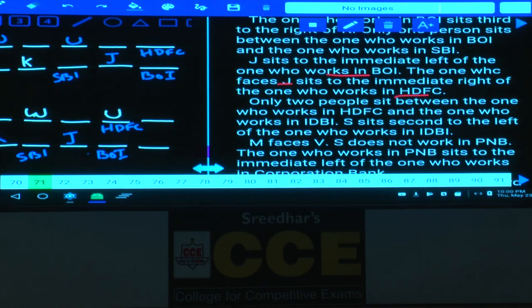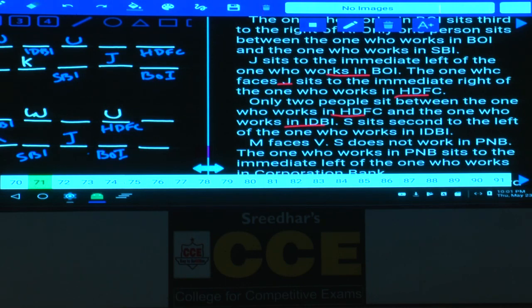Then next one. Only two people sit between the one who works in HDFC and the one who works in IDBI. HDFC and IDBI, we must have exactly how many people? Only two people between HDFC and IDBI. Now this is IDBI. And between HDFC and IDBI, we must have exactly two people. IDBI is at this end.